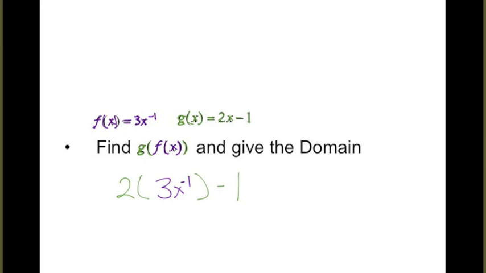So what do I do with the negative exponent? Turn it into a fraction. So inside of here I can say this is 3 over x. It's just the x that has that exponent, not the 3. If I multiply that by 2, when we multiply fractions, we can think of 2 as being like 2 over 1. We multiply the tops and then multiply the bottom, so I get 6 over x minus 1. That's our answer. So that's our function answer.